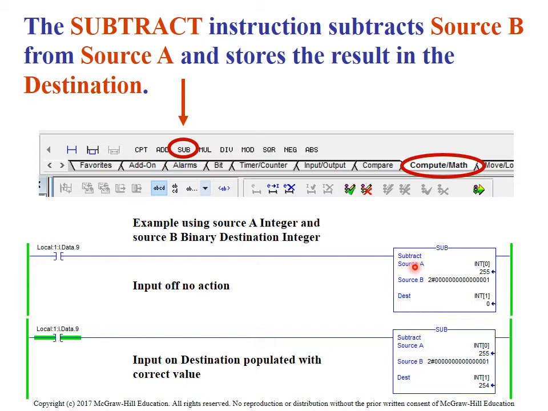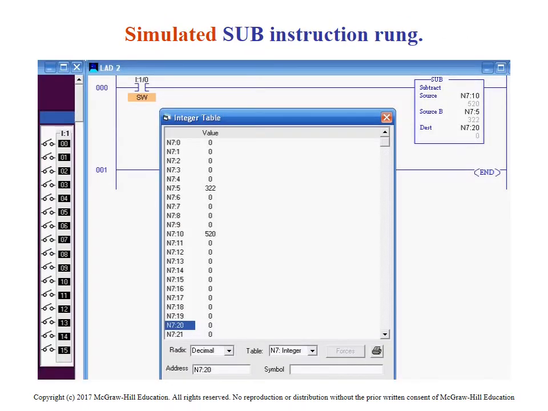Here I wanted to illustrate how I could subtract a binary 1 from an integer value, a decimal value of 255, and end up with a value of 0 when it's off, because there's no action taking place. And then when it turns on, as you can see here, it subtracts 1 and I get a 254. Pretty cool operation. And here we are looking at an illustration of how that actually works.